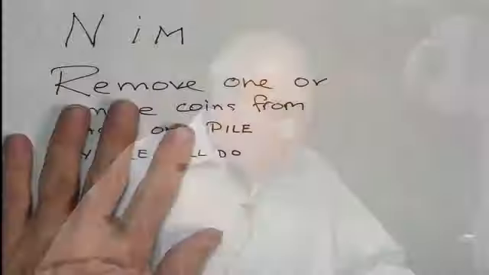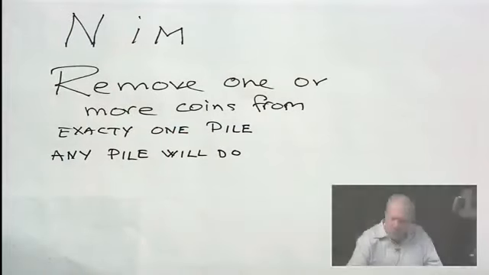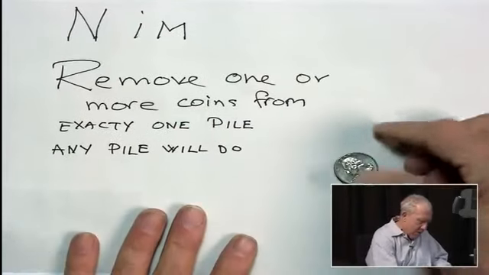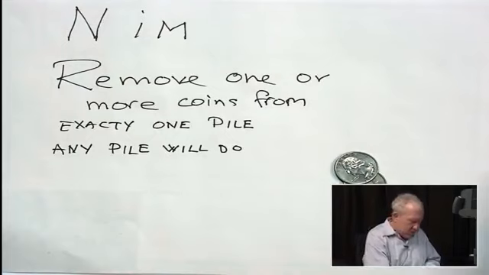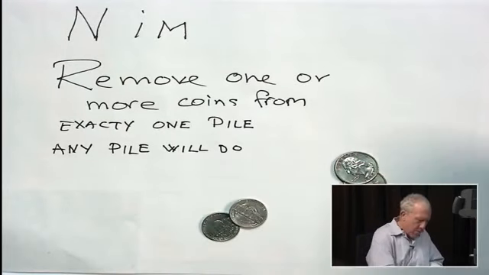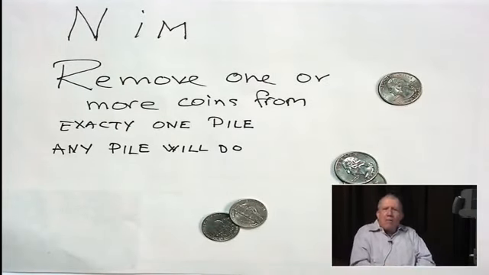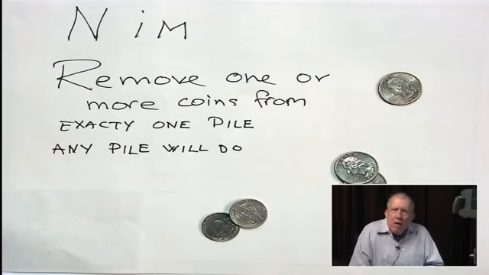So here's NIM. NIM starts with piles of coins. Here we have a pile of 3, a pile of 2, a pile of 1. In this case, 3 piles of coins. Each player must remove one or more coins from exactly one pile. Any pile will do. There are 2 players, and the players alternate.